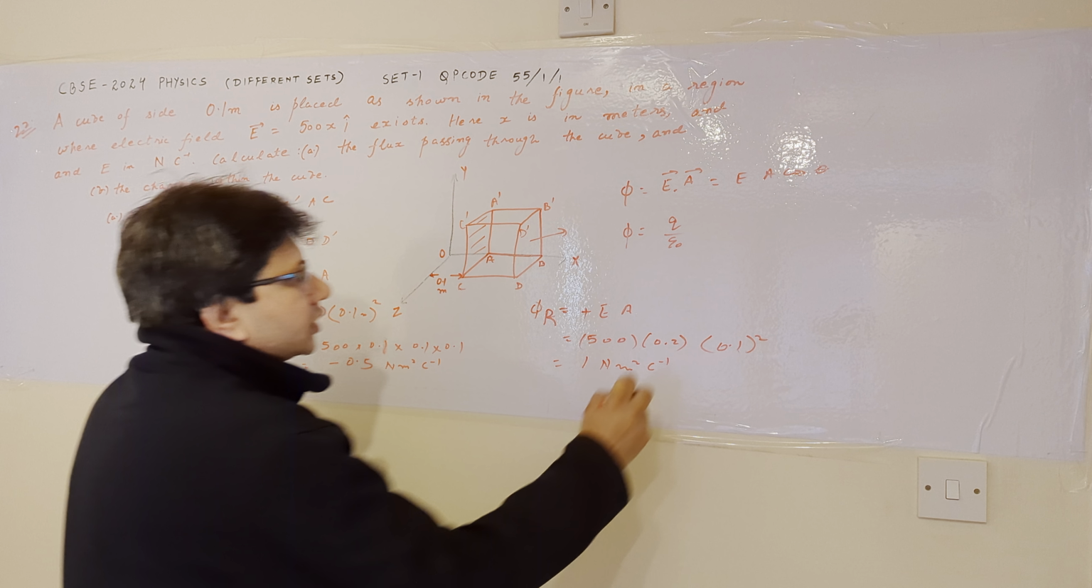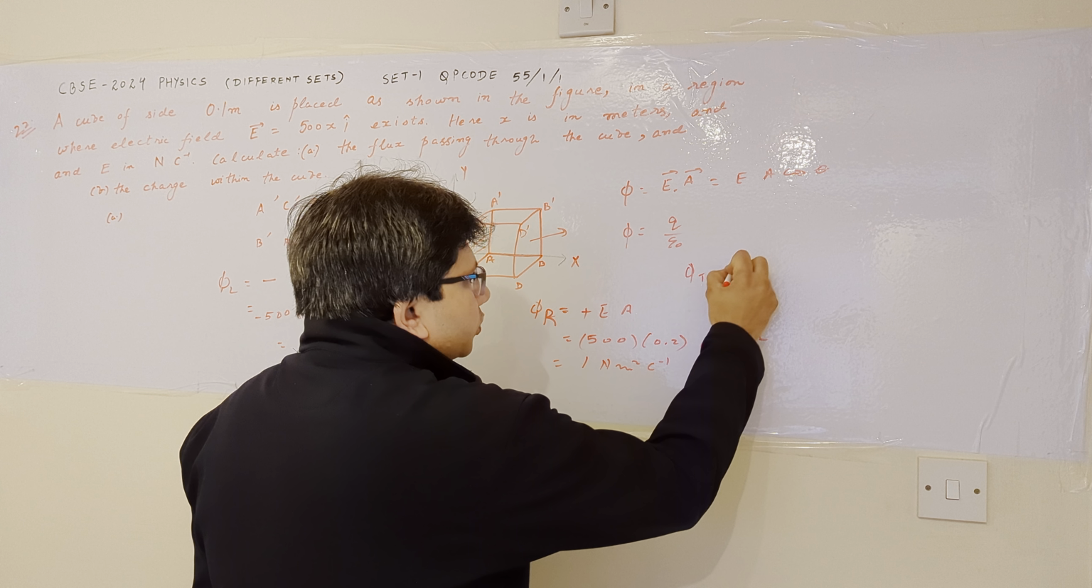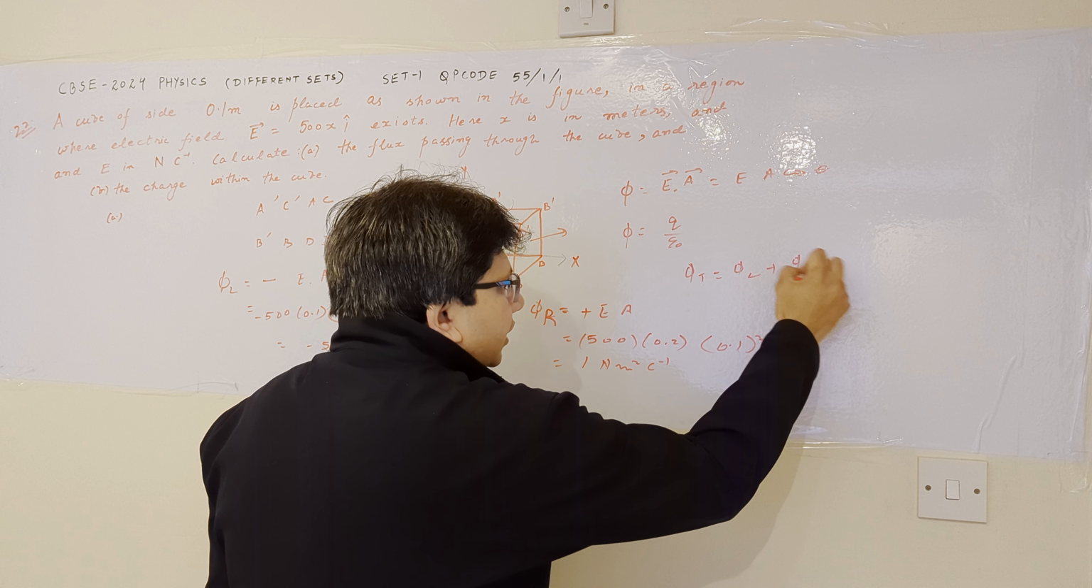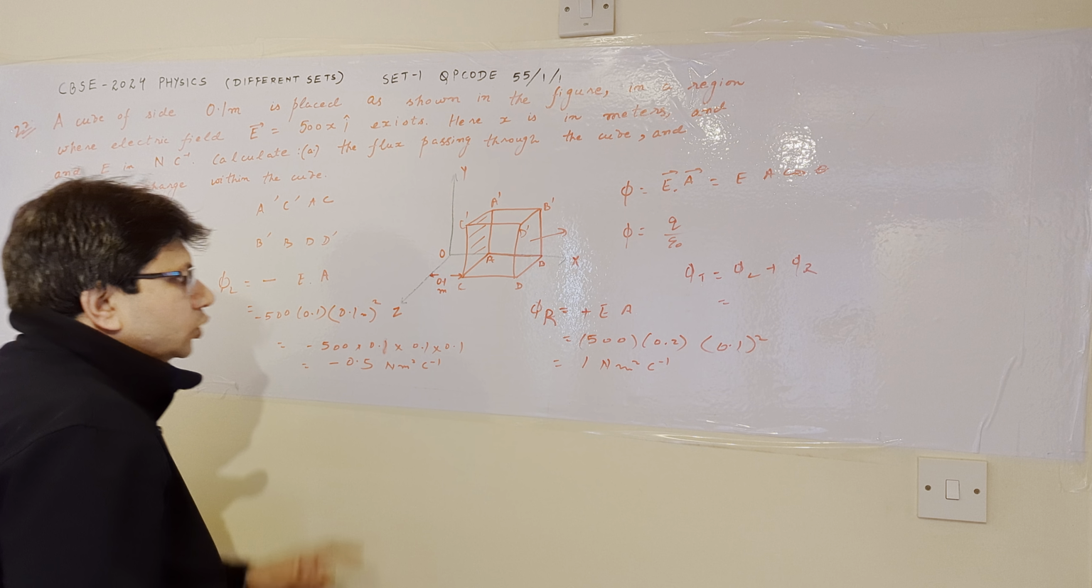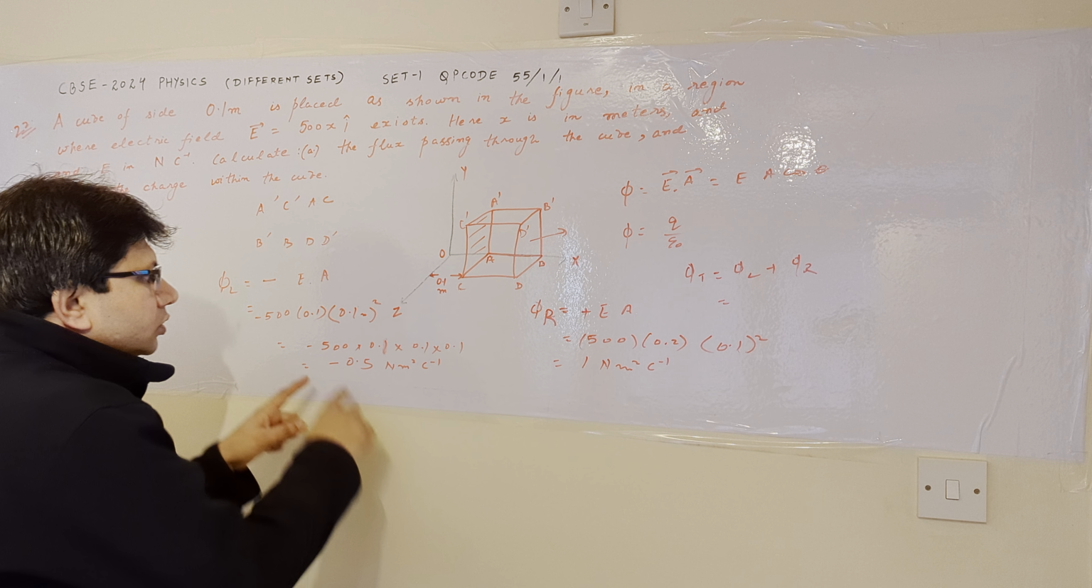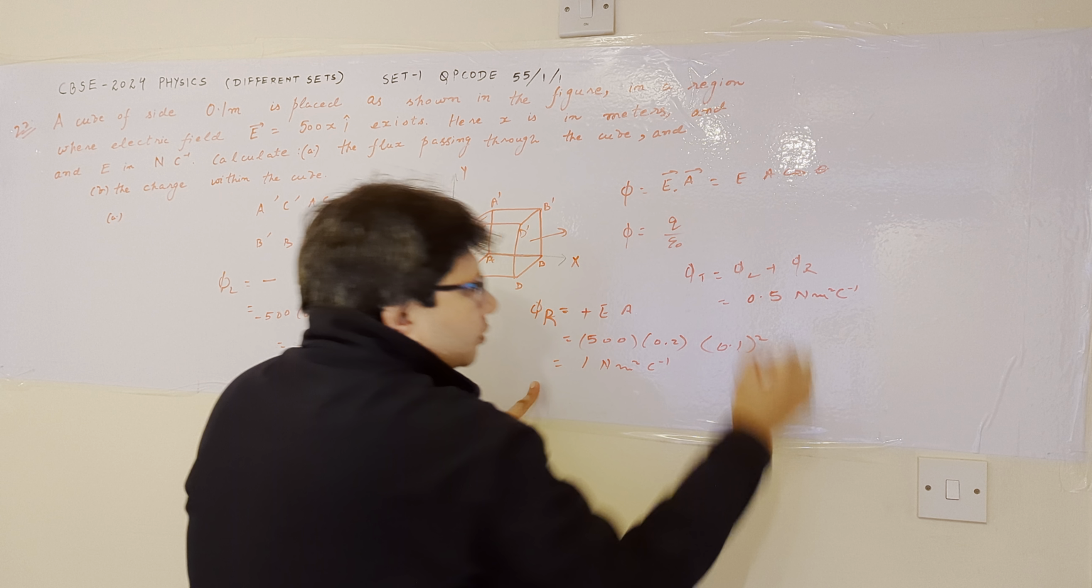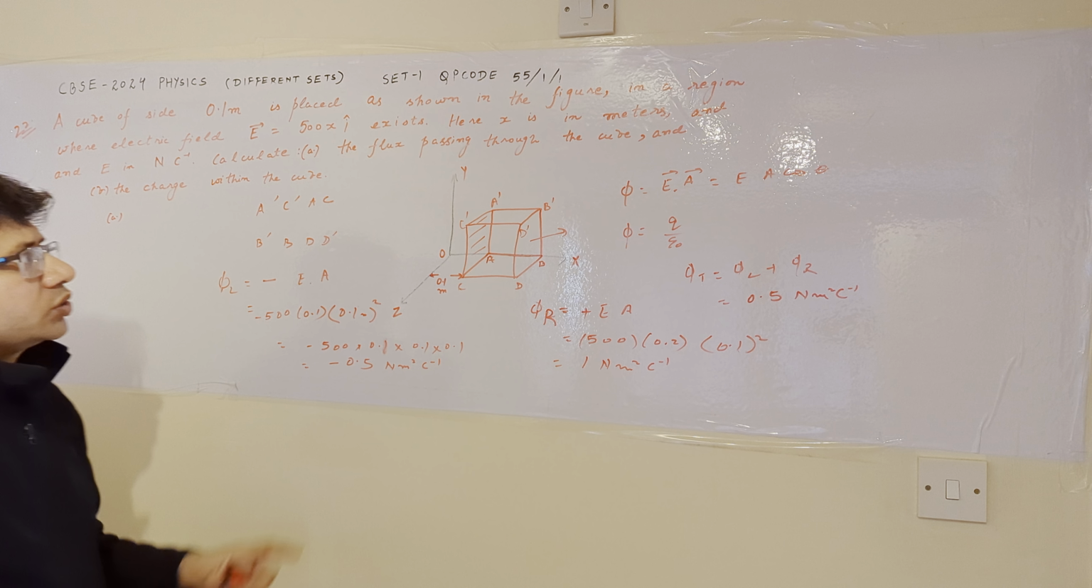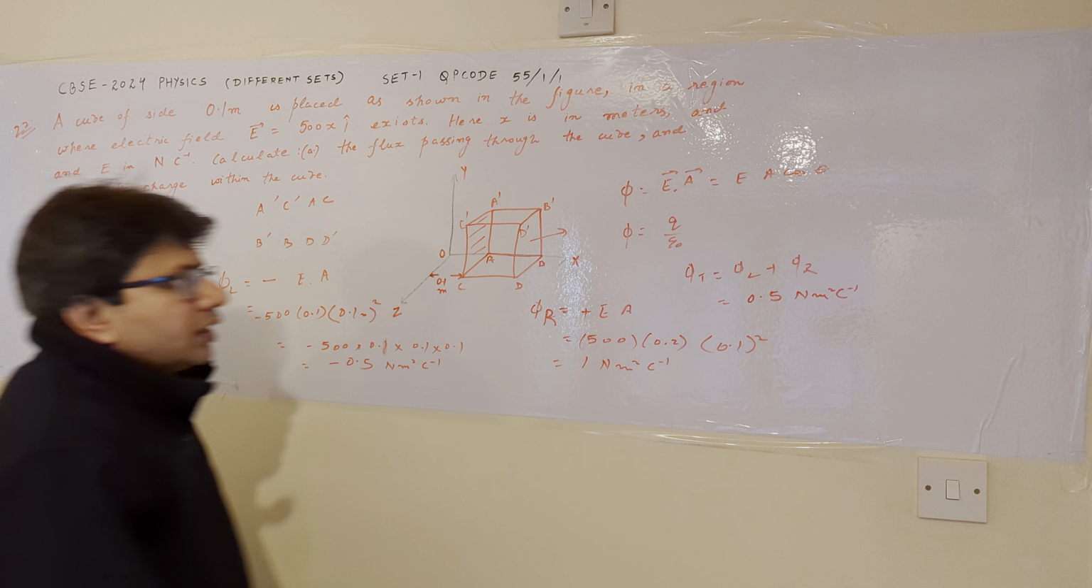So the overall flux, phi total, is phi L plus phi R. After adding these two, minus 0.5 plus 1, this value comes out to be 0.5 Newton meter square per coulomb. This is phi total, the total flux and the answer of the first part of the problem. So this is the A part solution.